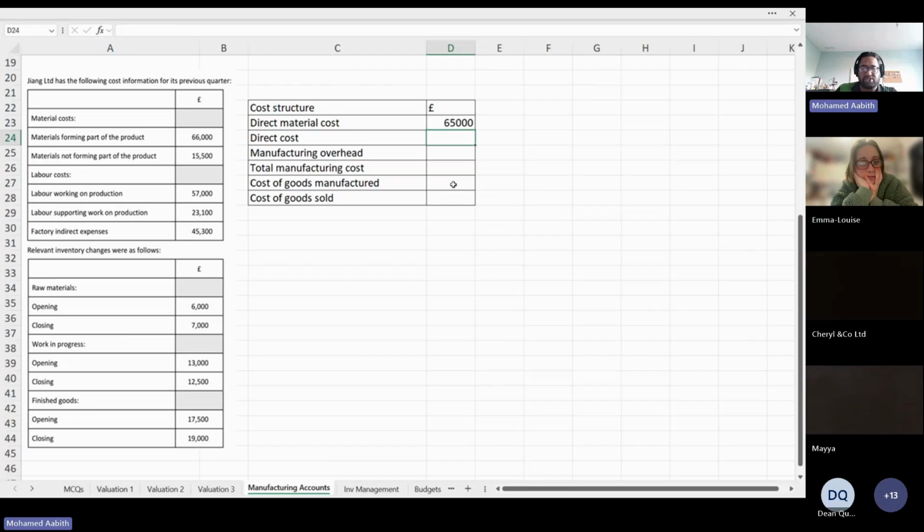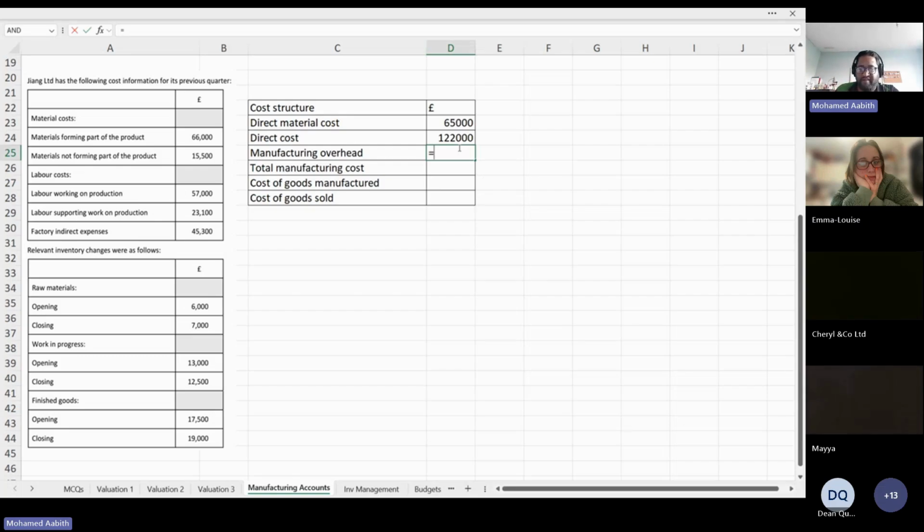So what is the direct cost to it? So direct cost will be this plus any direct labor. So which one of this here is direct labor? Is only this 57,000 pounds. It is nothing else there, isn't it? Direct labor is the one you used in production. So what about these? The material not forming the part of the product and the labor work supposed to be something in addition to the production, like a supporting worker, like a cleaner, a supervisor or something like that way. They're going to be part of your manufacturing overhead. So that's why they gave you that info there.